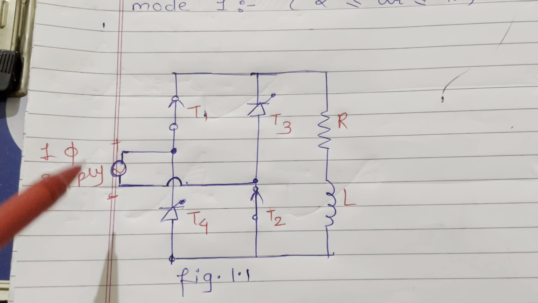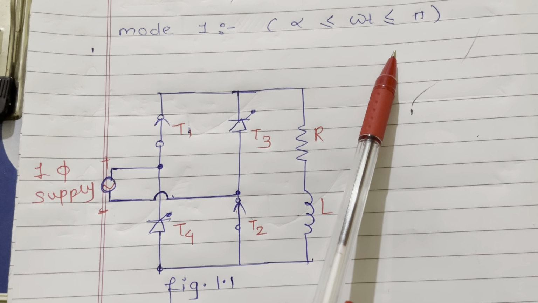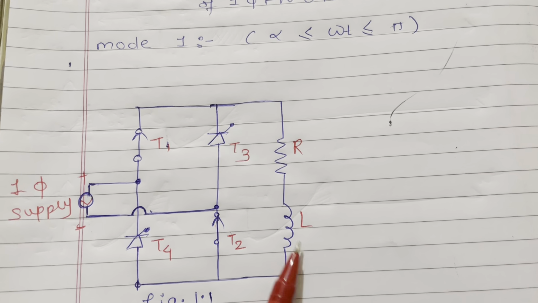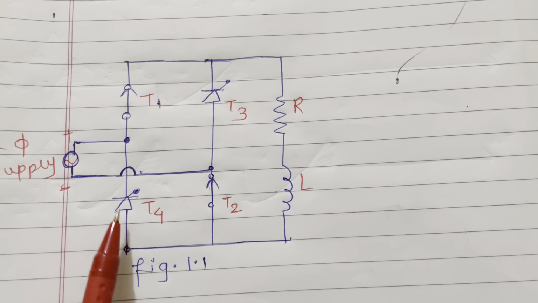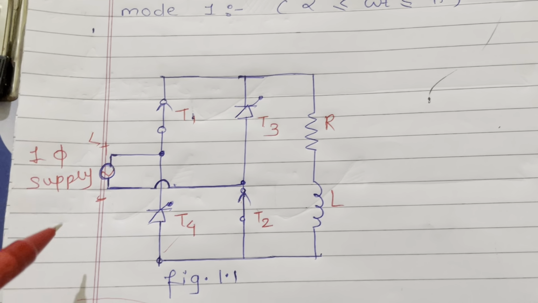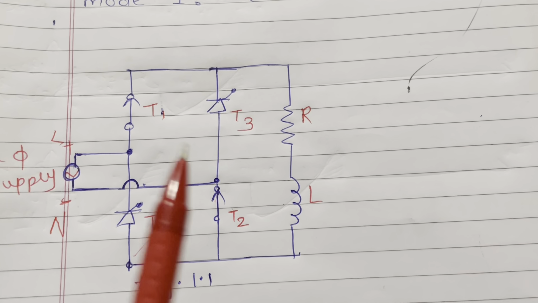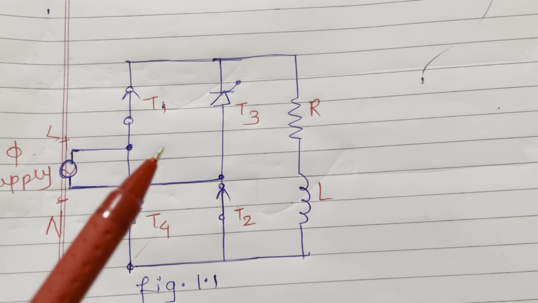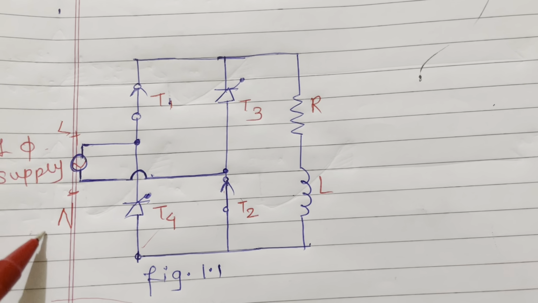Let us start with the modes of operation of the single phase full wave controlled rectifier with the resistive and inductive load. In mode number 1, alpha to pi, omega t from alpha to pi, that means in the positive half cycle of the input AC supply, the line L is positive with respect to the neutral N, which is negative.